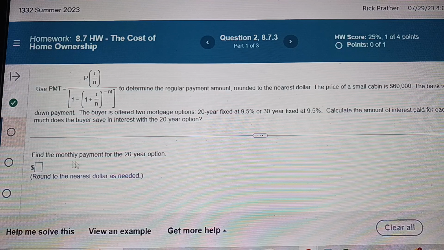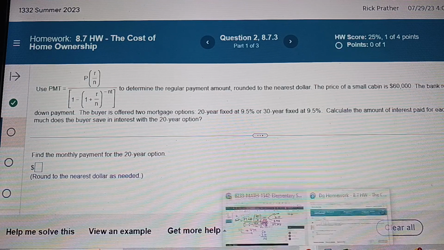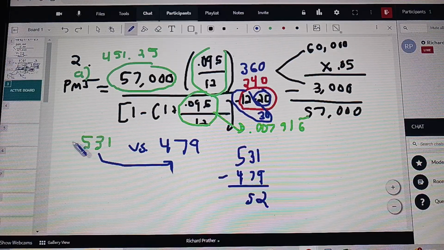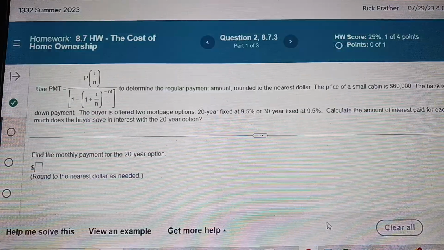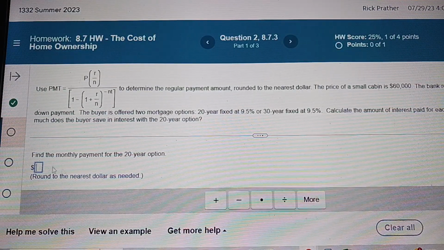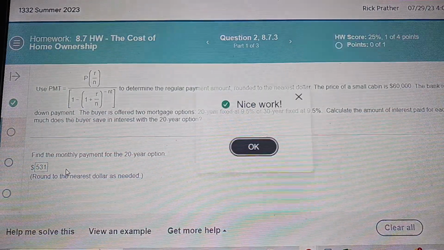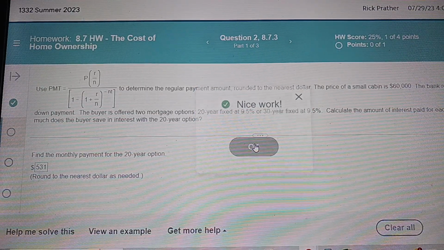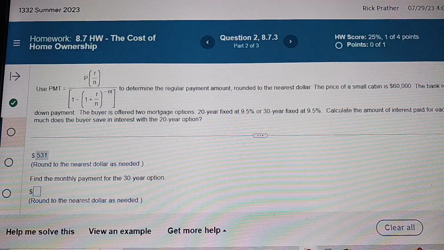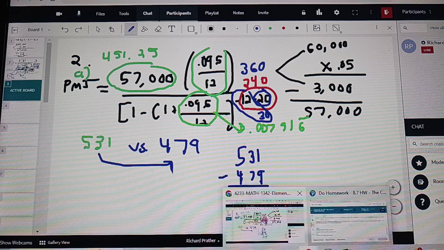Okay, so how much is the monthly payment for the 20-year option? That's the higher one, 531. And then how about for the 30? That's the 479.